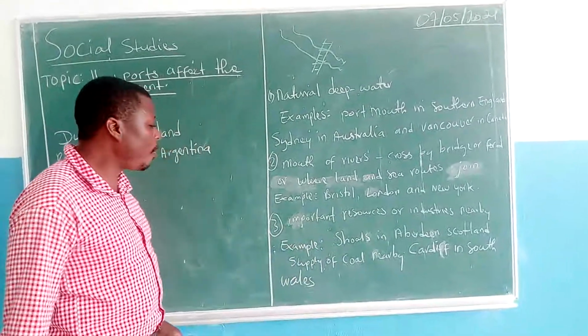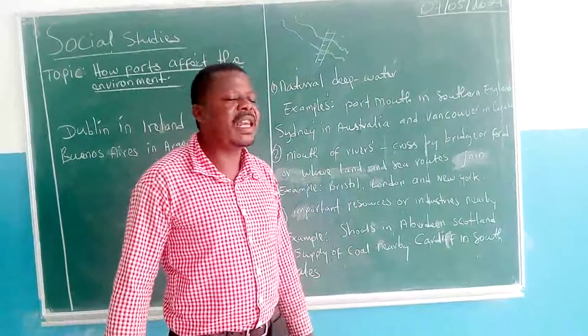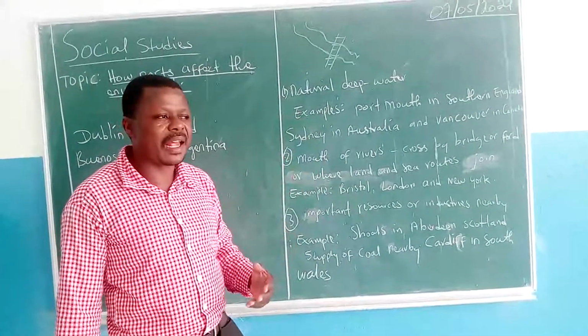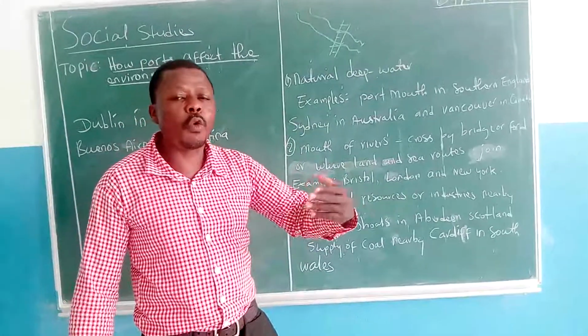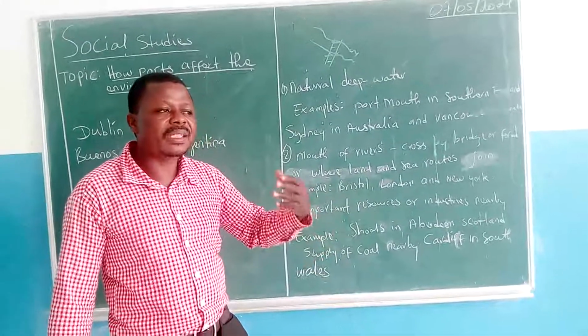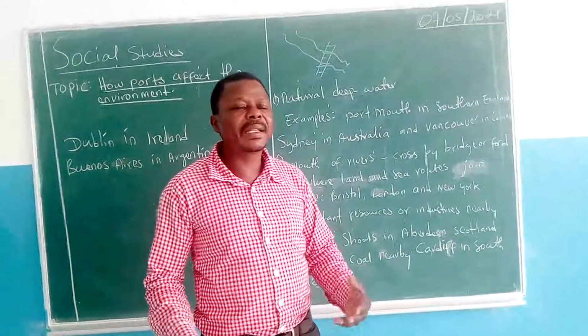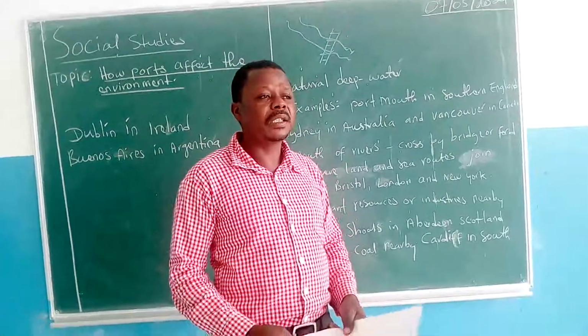We also see the supply of what? Coal in nearby Cardiff. Cardiff is in South Wales in the United Kingdom. Because there was a supply of coal in Cardiff in South Wales, Cardiff became a major industrial city and seaport.